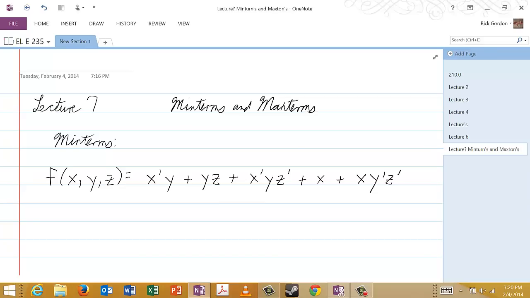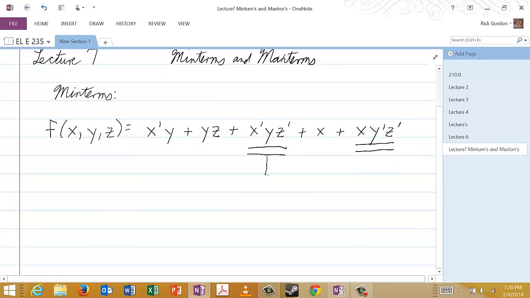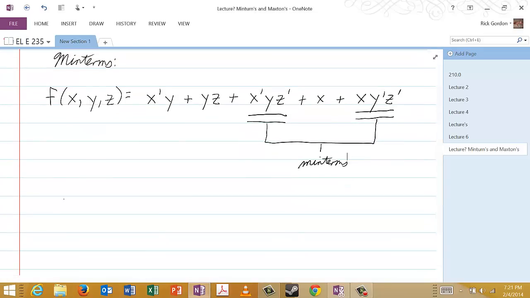The main point is that this is our function f, and our three independent Boolean variables are x, y, and z. And if we look at this expression, this term x prime y z prime, and likewise this term x y prime z prime, are called minterms. But none of the other three terms, x prime y, or yz, or x, none of those is a minterm. So what is a minterm?